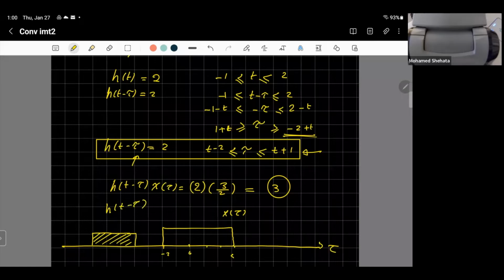Then look for the boundary of the interval. It's from t minus 2. That's why the expression is very important: t greater than something, less than something. So greater than something, this is the small one. That will be t minus 2. And this one will be t plus 1. That's the first step, and if you do that in the beginning, it'll be easy. What's happening now? We're going to slide this shaded region step by step.